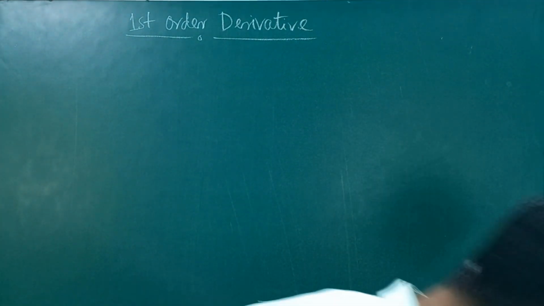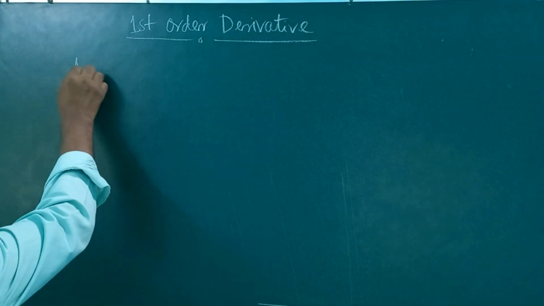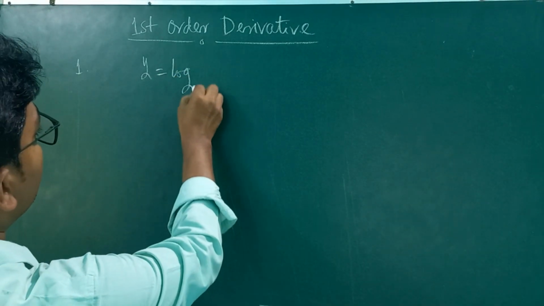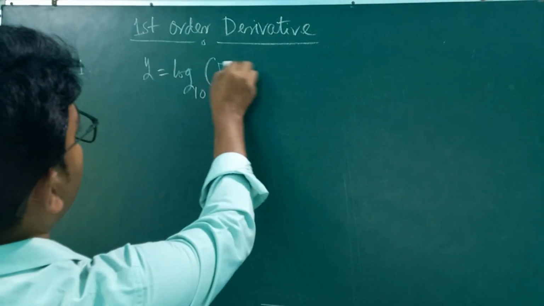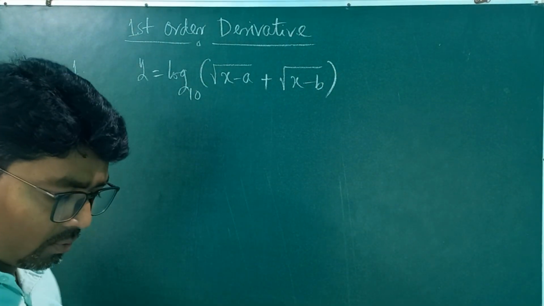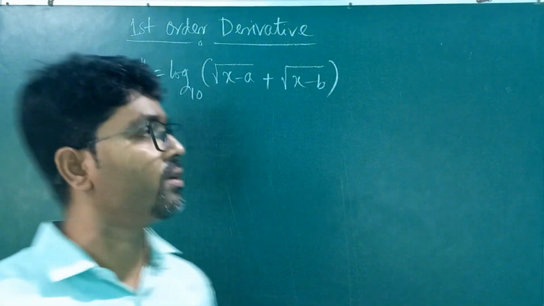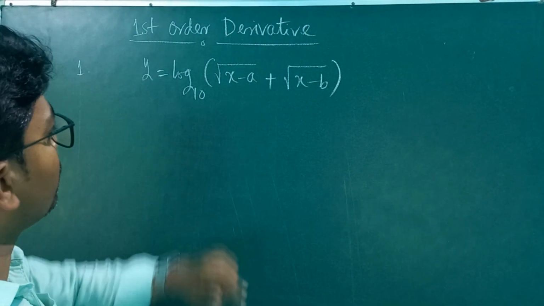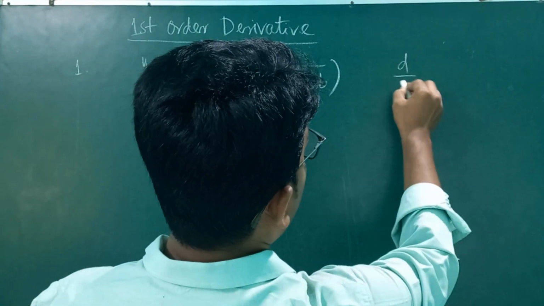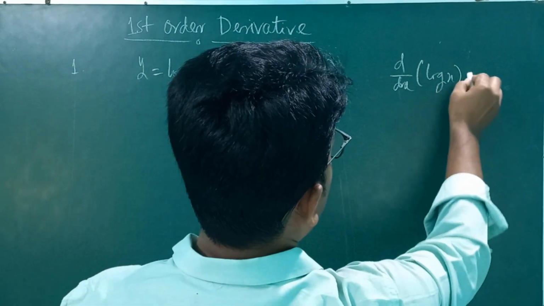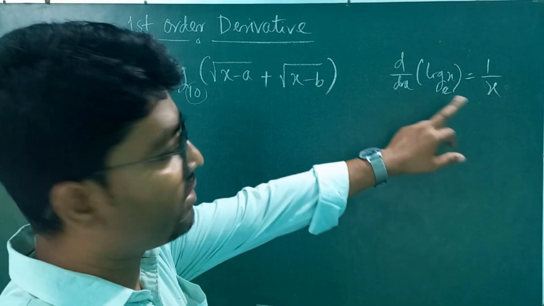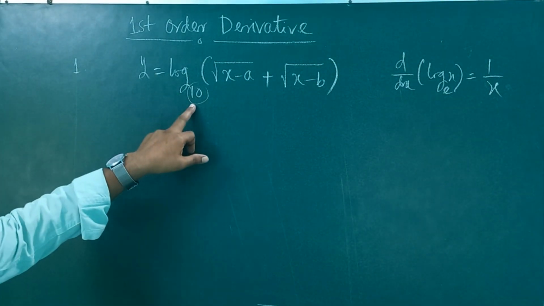So our first one is y equal to log base 10 of root over x minus a plus root over x minus b. We have to calculate the derivative of this function. Now the first problem: the base of the log is 10. Our formula is d/dx of log x equal to 1 by x, but this formula has log base e. So first of all we have to change the base of the log.